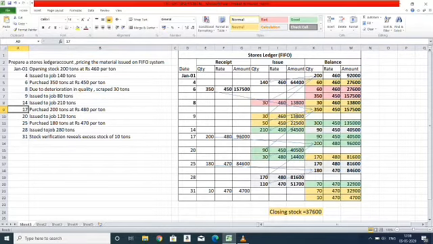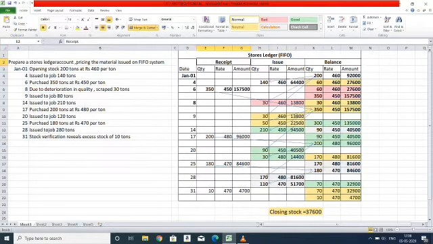January 17, purchased 200 tons at rupees 480 per ton. January 20, issued to job 120 tons. January 25th, purchased 180 tons at rupees 470 per ton. January 28, issued to job 280 tons. And then on January 31st, stock verification reveals excess stock of 10 tons. That's our question. Here we have to prepare one storage ledger account under the FIFO method.